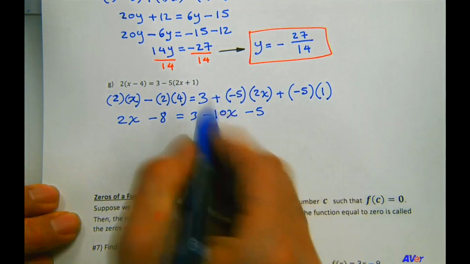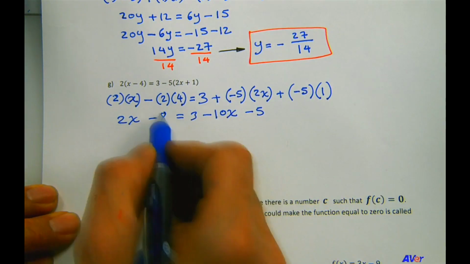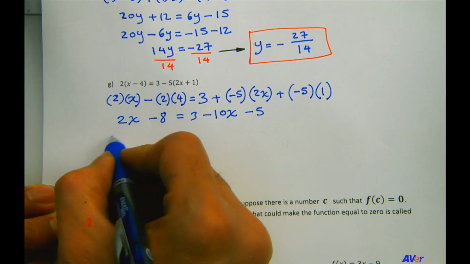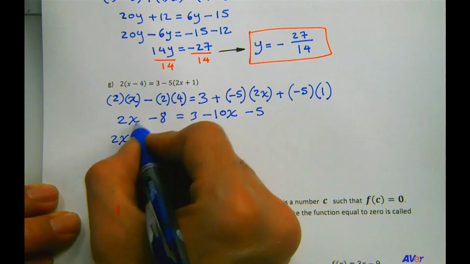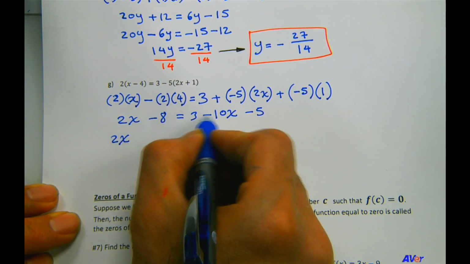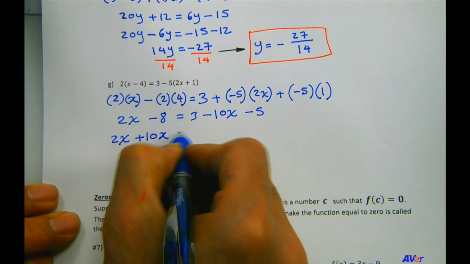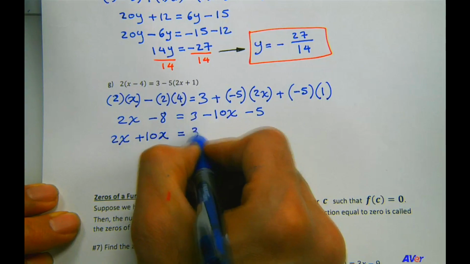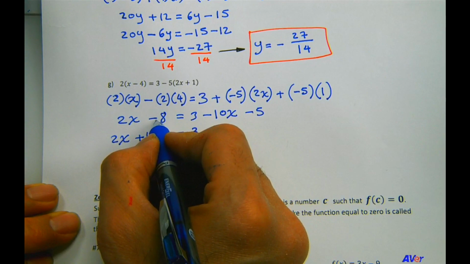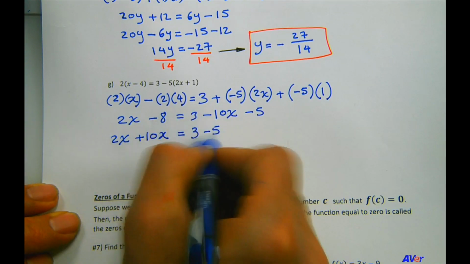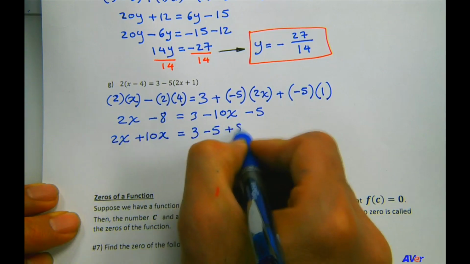All right. So now let's move all the x terms to one side and all the constants to the other. I have a 2x on this side. Great. I'm going to move this minus 10x to the left. When I do that, this minus becomes positive, plus 10x, equals the 3, the minus 5. I have a minus 8 on this side. When I move it to the other side with the other constants, this is going to be positive, plus 8.